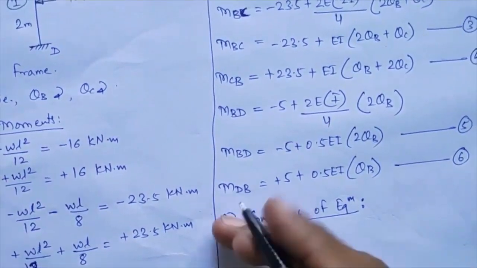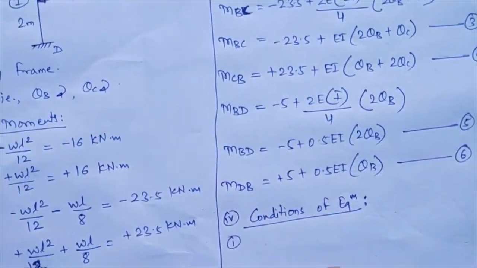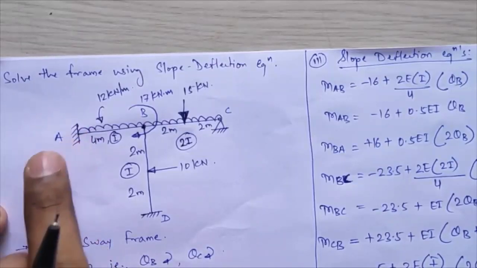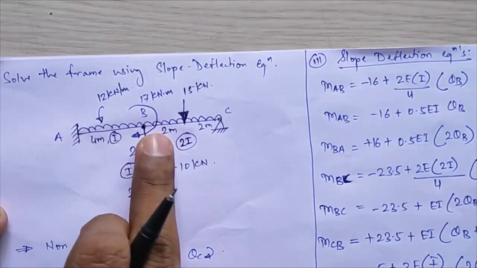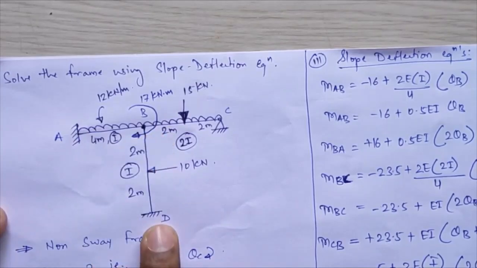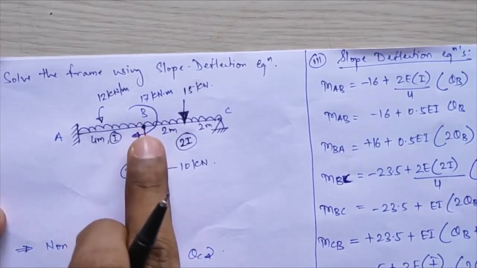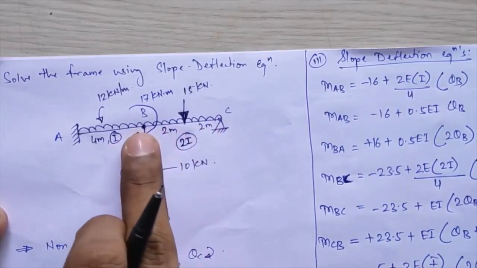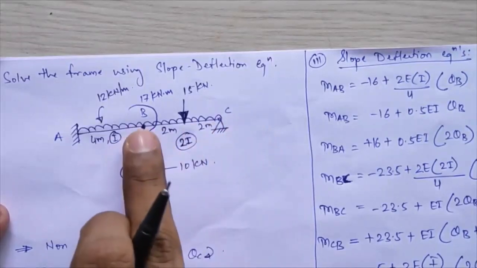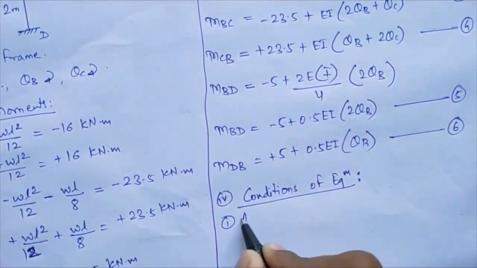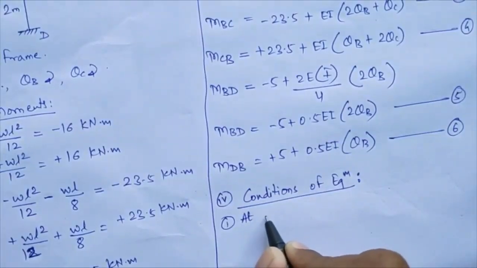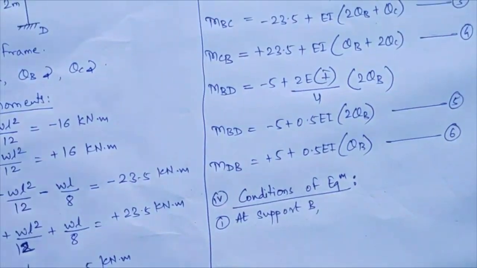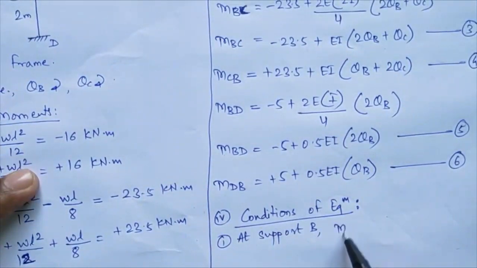So the first condition: at point A, it is a fixed support, so this is a capable support over here, so we cannot say that moment at point A will remain 0. Same is the condition for point D. So two points are remaining, that is joint B and joint C. So at joint B will be our first condition, so I am writing here, at support B. What will be that condition?